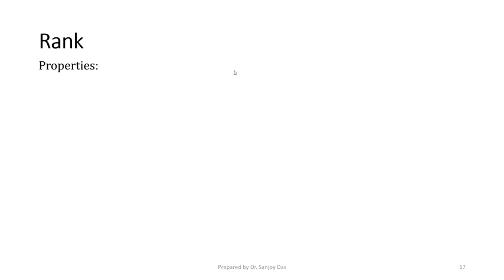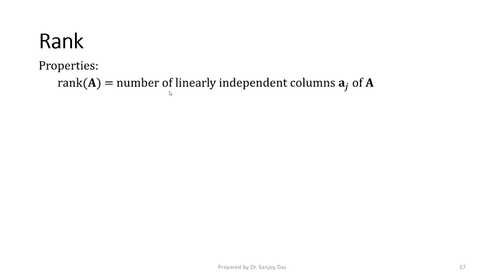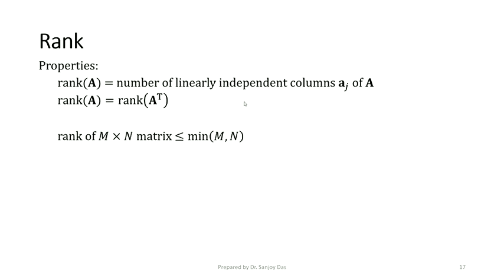Okay. So rank properties. Rank is the number of linearly independent columns A_j of the matrix A. It's a square matrix, I'm assuming. Rank of A equals rank of A transpose. Now, if it's a general case, M by N matrix, then the rank of this M by N matrix, it's not a square matrix anymore, is less than or equal to the minimum of M and N. If I have a 5 by 10 matrix, the rank of that matrix can never exceed 5.